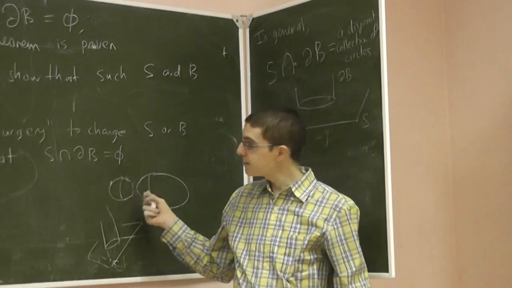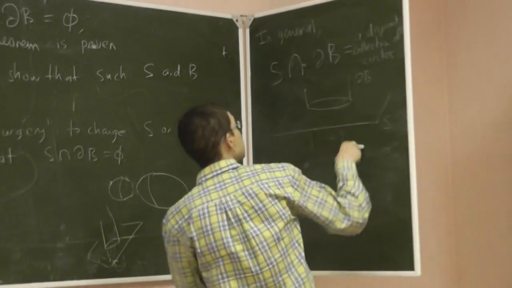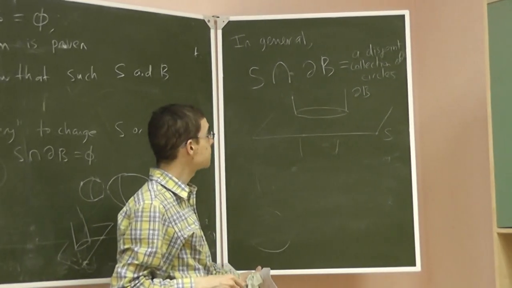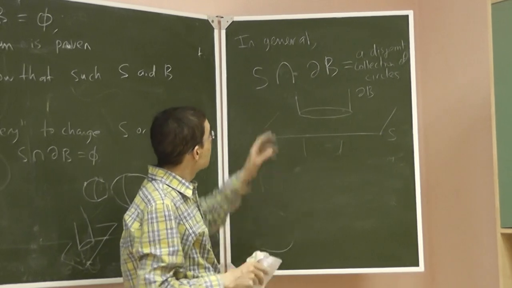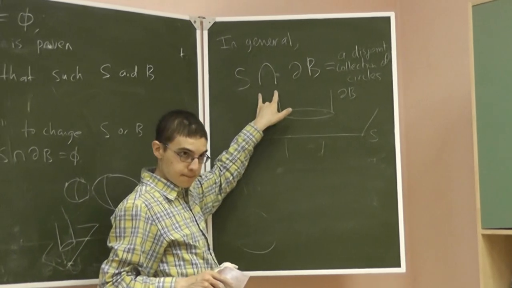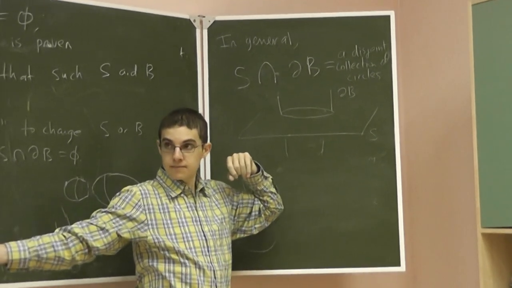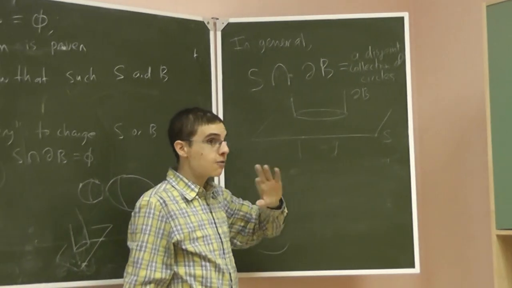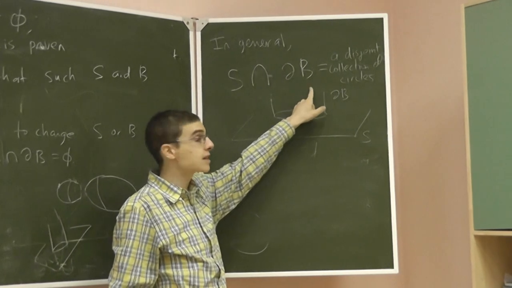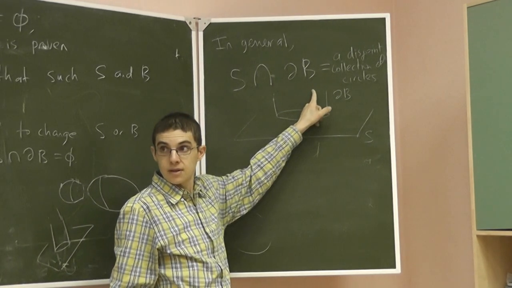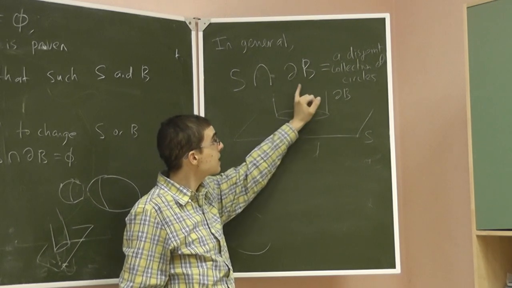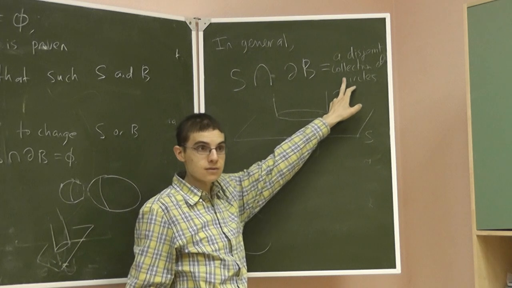By transversality, we can assume that the intersection of two closed surfaces is a collection of disjoint circles. So we've seen that if this intersection were empty, then we'd prove our theorem. But to start off with, all we know is that we can choose S and B so that their intersection is a collection of circles. So our goal will be to modify B or S to remove these circles.